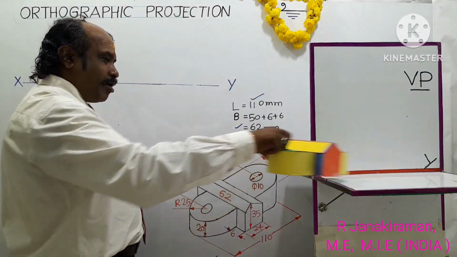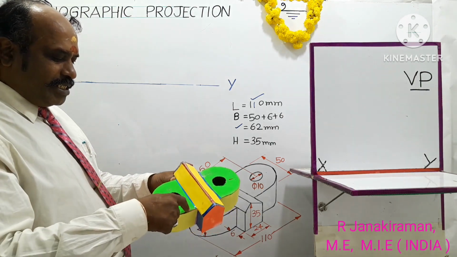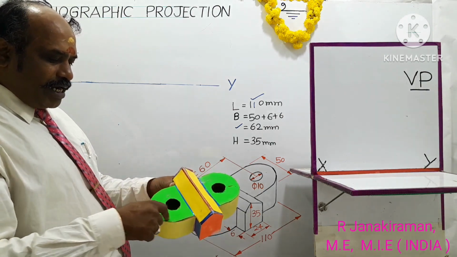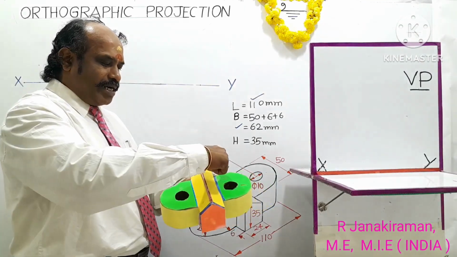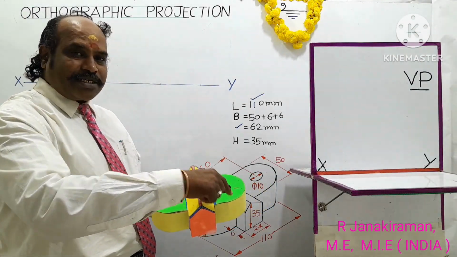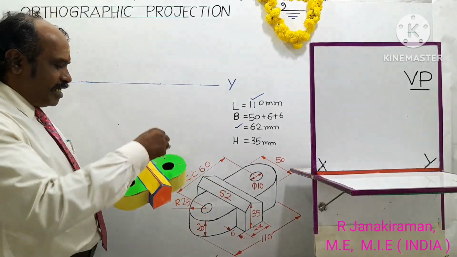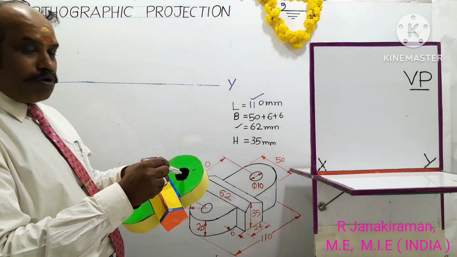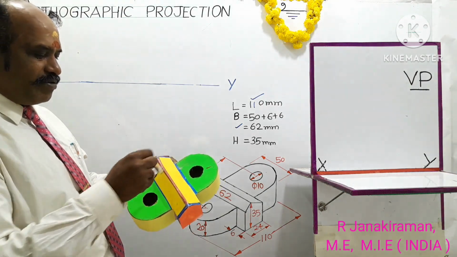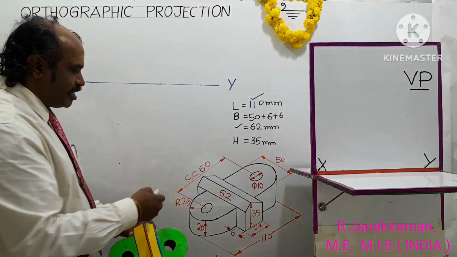There is the top surface, which you can see shown in green color. This is a semicircular cut, that is, a semicircle on the left and right hand side on the top surface of the object, shown in green color. This radius is given as 25 mm from the center of the small holes provided on both sides of this object, that is 2.5 centimeter.